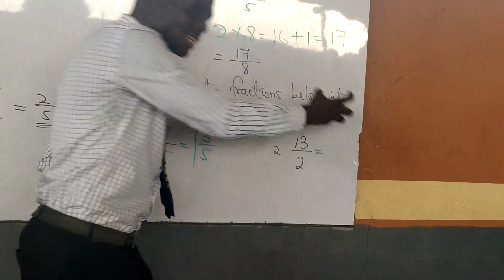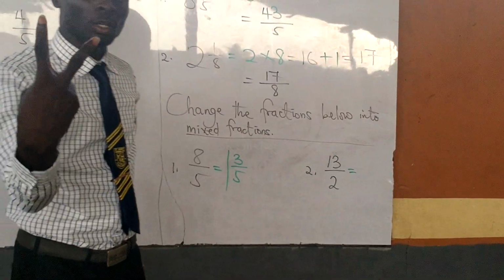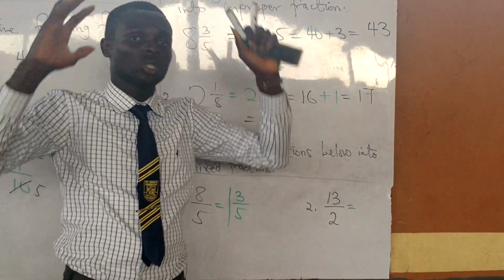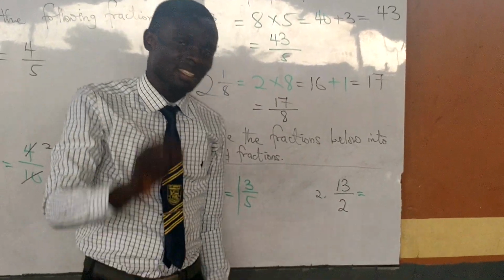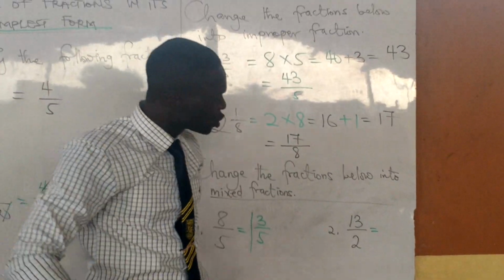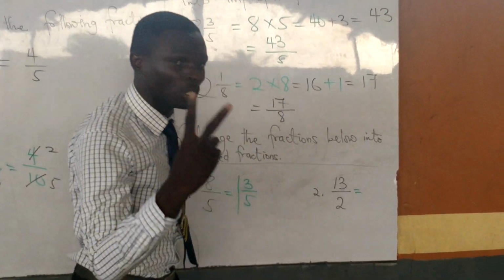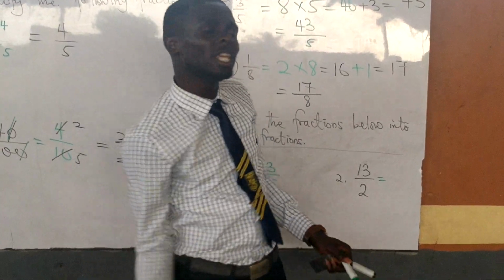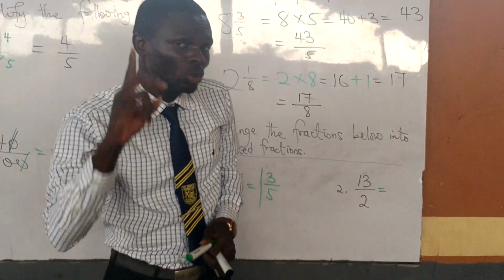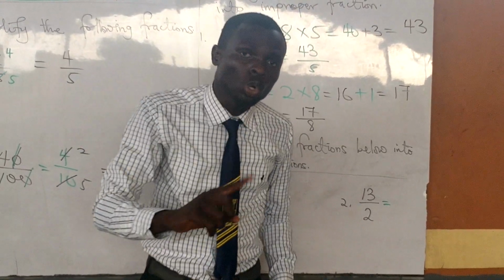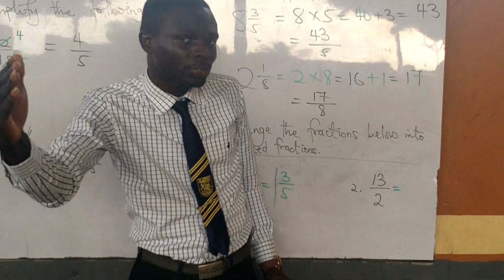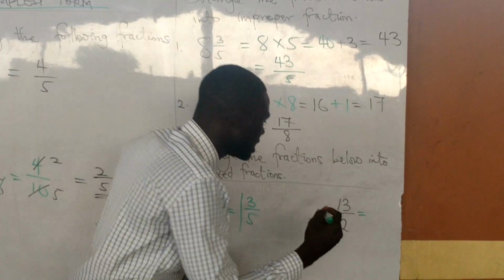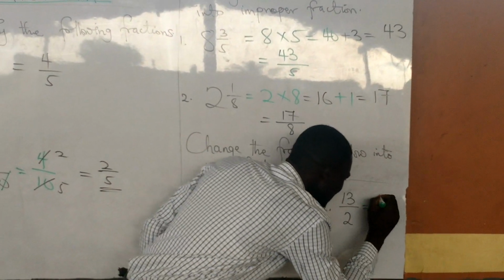How can we change this into mixed? What is the denominator? 2. And the 2 is carrying a greater number. So therefore, we are going to say this is an improper fraction. So how many times would the denominator, which is 2, divide the numerator 13? Or how many times will it go into 13? If you recite your 2 times table, you will notice that 2 times 6 is 12. So it means 2 will go into 13 6 times. So you write it down.